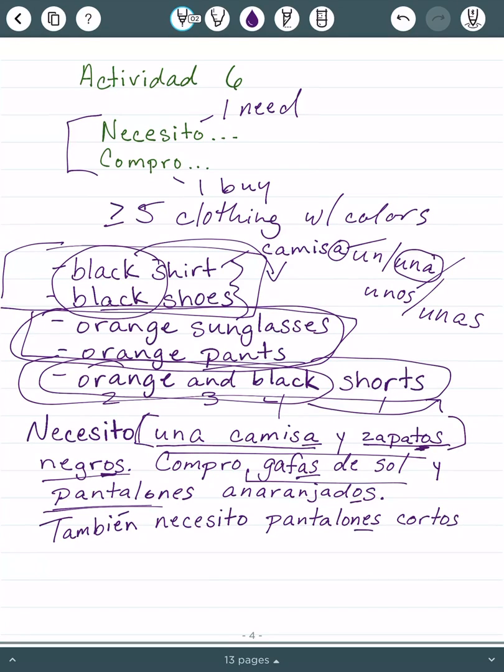Now, it is shorts, pantalones cortos. Those are plural words. This is a plural thing. So orange and black. Anaranjado, because that is plural, it needs to be anaranjados. Y, and then I'm going to make negro into negros with an S there. So that is how you can combine things, make them a little bit more conversational, a little bit better paragraph, more readable. You don't have to stick with this, but it's just a good thing to know.